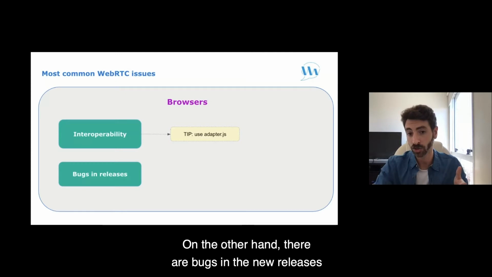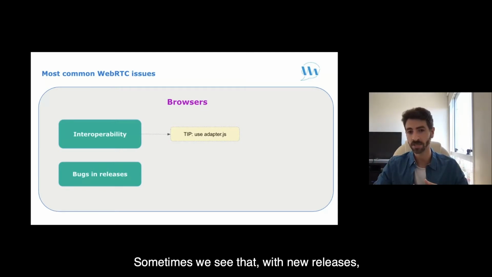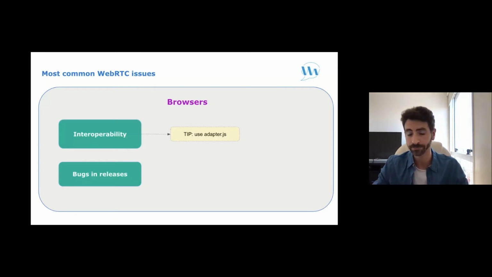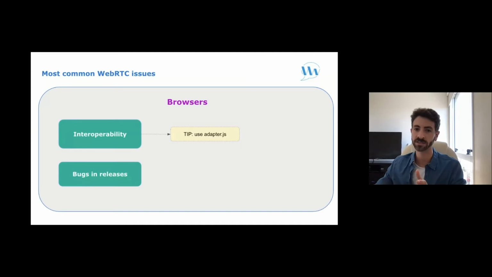On the other hand, there are bugs in the new releases of the browsers. Those of us who maintain WebRTC applications sometimes see that with new releases, we see new fixes. That is good, but sometimes there are new bugs. For example, in Safari 14.0.2, there is a known issue with the audio that sounds super bad for the first second, sometimes up to 60 seconds. So that is super bad.